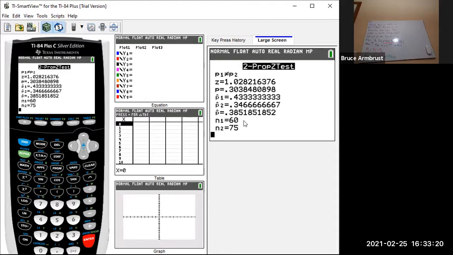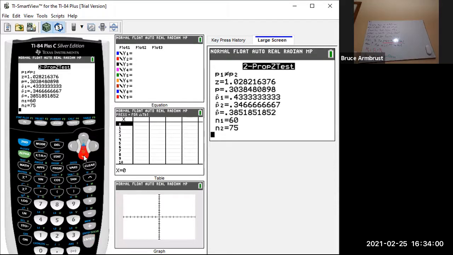So P hat 1, that's the actual proportion of the first sample. If you take 26 and divide it by 60, you get this decimal. The P hat 2, that's the proportion for the second sample, so 26 out of 75. And then this one that's just plain old p hat, that's the pooled proportion. If you take 26 plus 26 divided by 60 plus 75. And then you'll see we got our numbers for the first and the second.